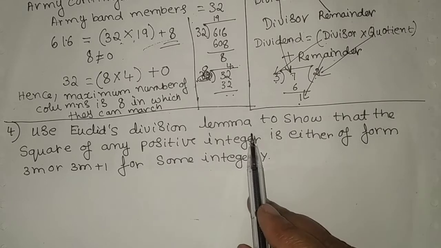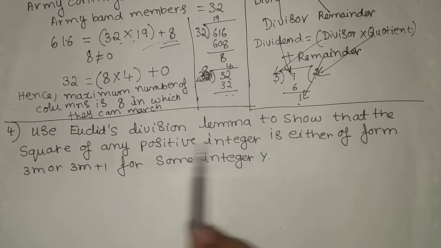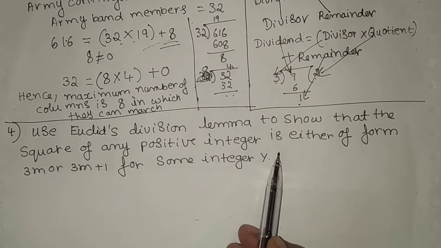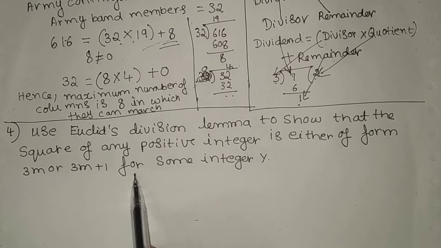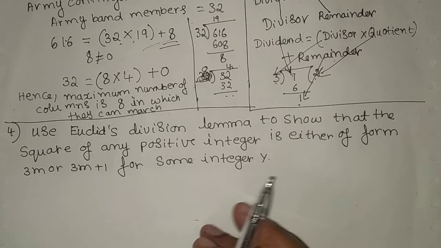Use Euclid's division lemma to show that the square of any positive integer is either of the form 3m or 3m plus 1 for some integer m.